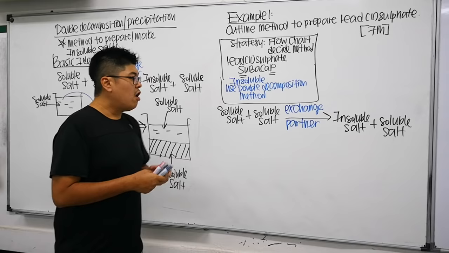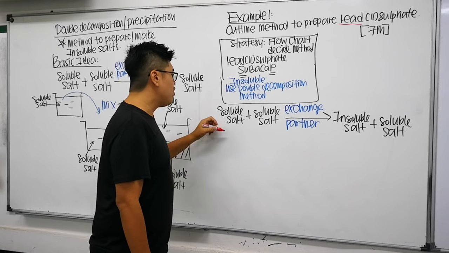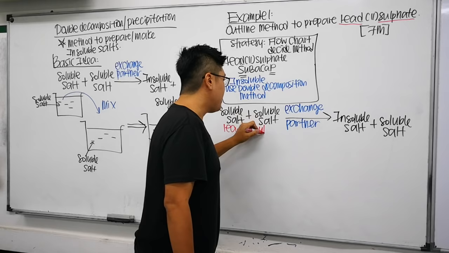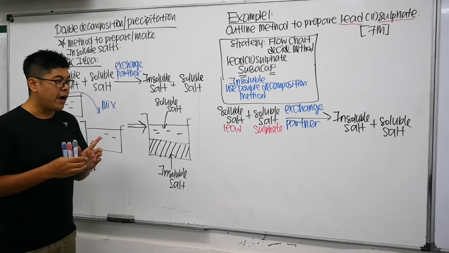Alright, so why do you need 2 soluble salts? You want to make lead-2-sulfate. So one of the soluble salts will give you the lead. One of the soluble salts will give you the other part, sulfate. I offer you the lead, you offer me the sulfate, that's why joined together we form lead sulfate. Make sense or not? Now, please listen carefully. So, which is the soluble salt that got lead?